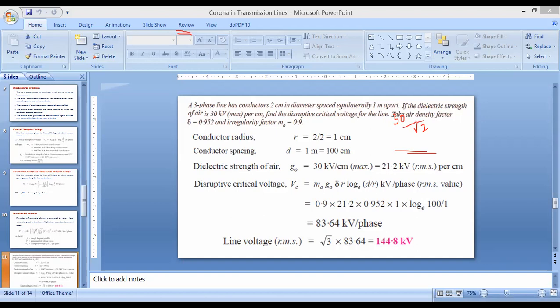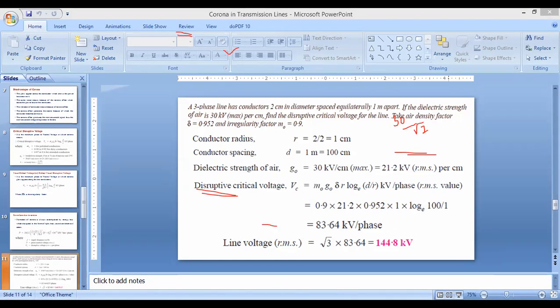Here we want to find the critical disruptive voltage Vc. The air density factor is given, delta 0.952, and the irregularity factor m naught is 0.9. Substitute the values: m naught 0.9, dielectric strength of air g naught 21.2, air density factor delta 0.952, the radius of the conductor is 1 centimeter, and log d by r. The spacing of the conductor is 100 centimeter, the radius is 1 centimeter.